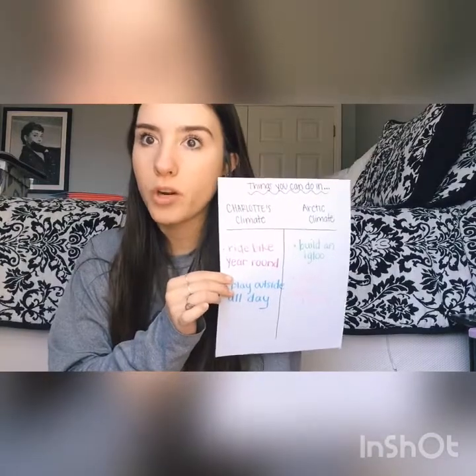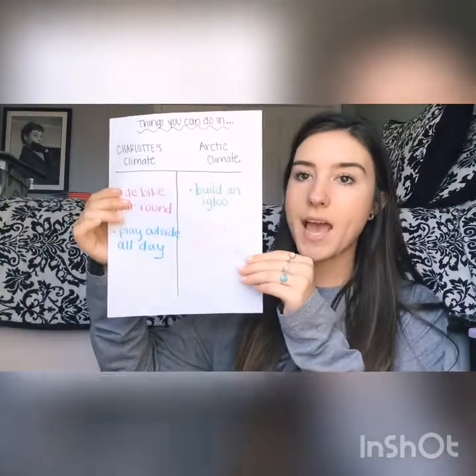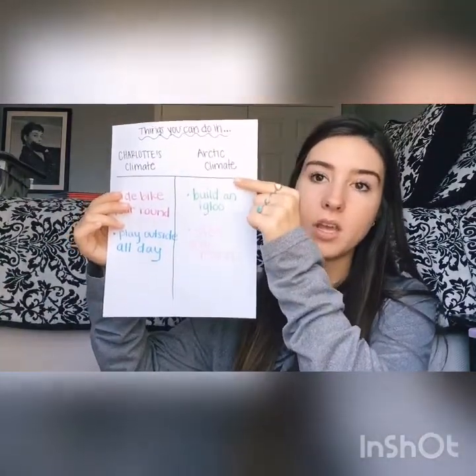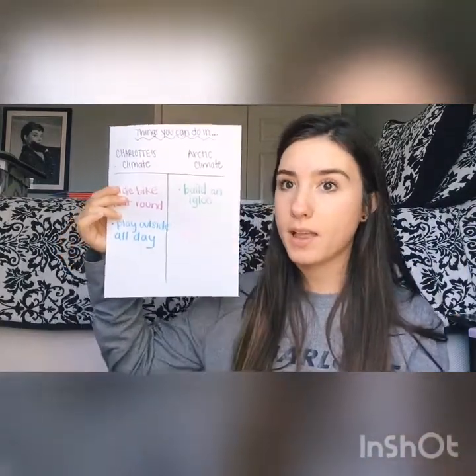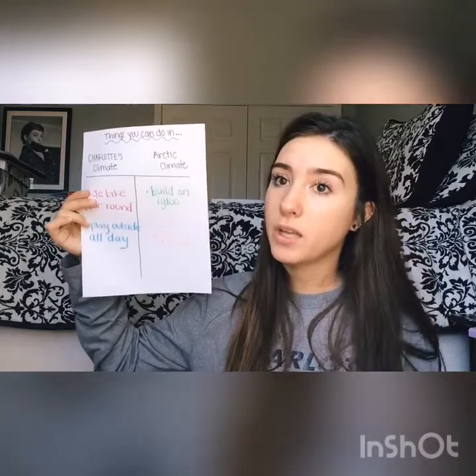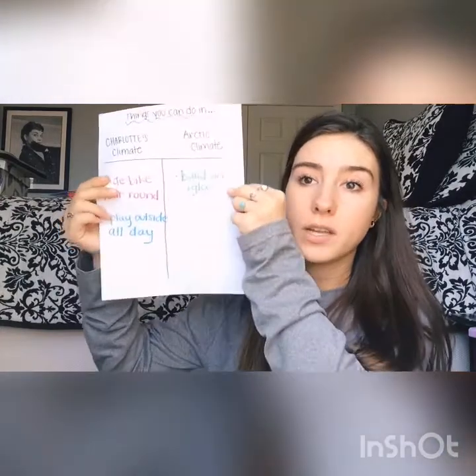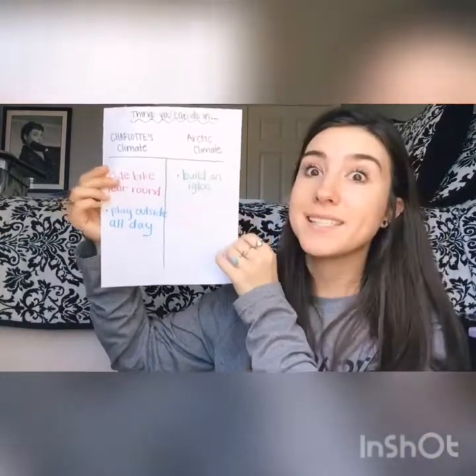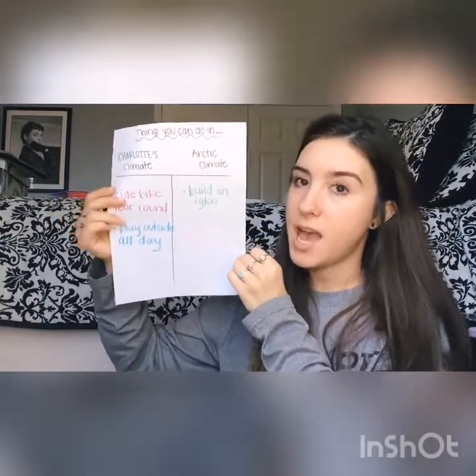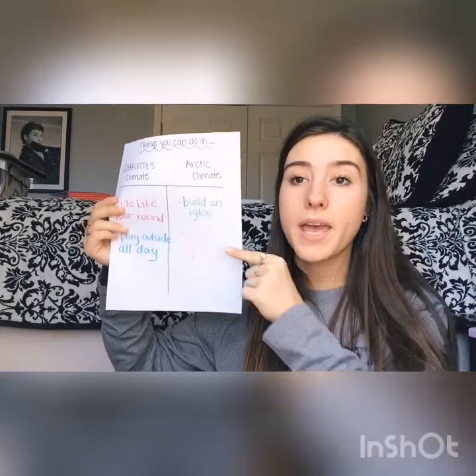Then I chose to go over the Arctic climate, so the polar climate. And I said that in the Arctic climate, all year round or just like most of the time, you can build an igloo because of that climate. It's pretty hard to build an igloo in Charlotte, but in the Arctic, you could build an igloo any day you wanted to. And the other thing I chose is that you can sled year-round. I love going sledding, but sadly, you cannot sled year-round in Charlotte. But that's something that you can do in the Arctic climate pretty often.